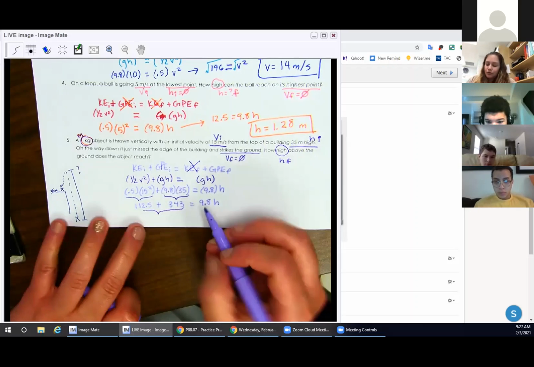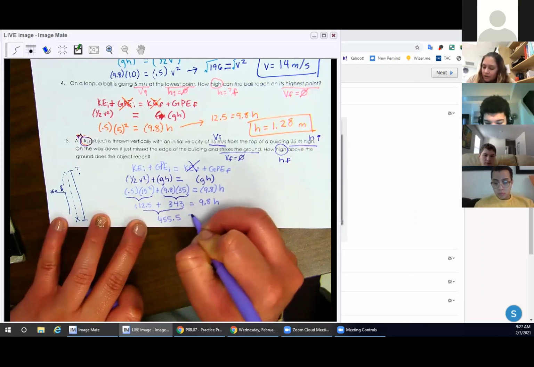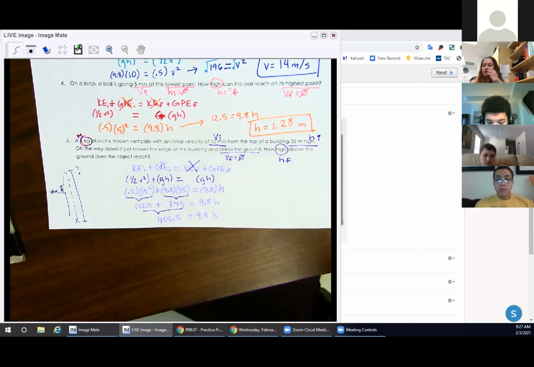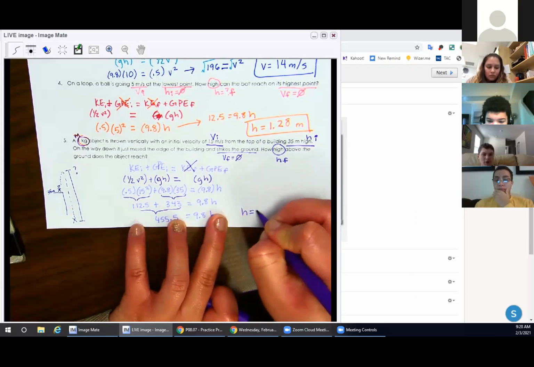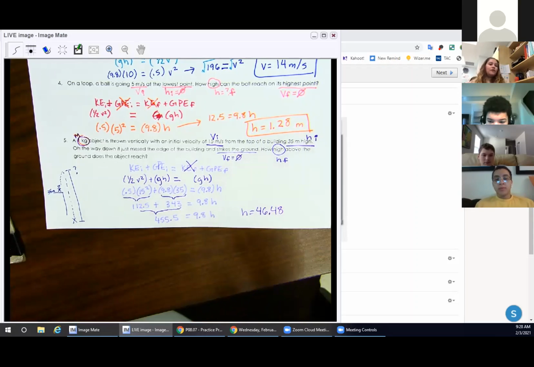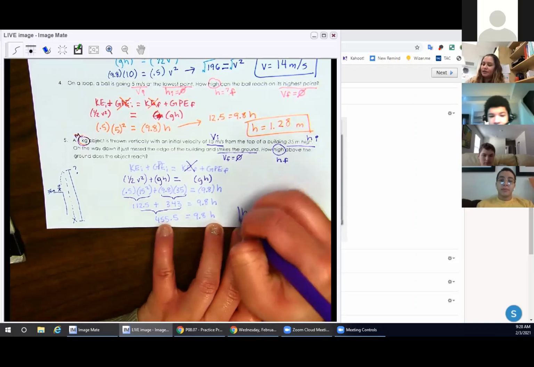That gives you 455.5 equals 9.8H. And what's the very last thing you need to do? Divide. Divide. You have 46.48 if you round it. Say it again. You divide it, that gives you 46.48 if you round it. Good job. 46.48 meters. Sorry, I forgot meters.